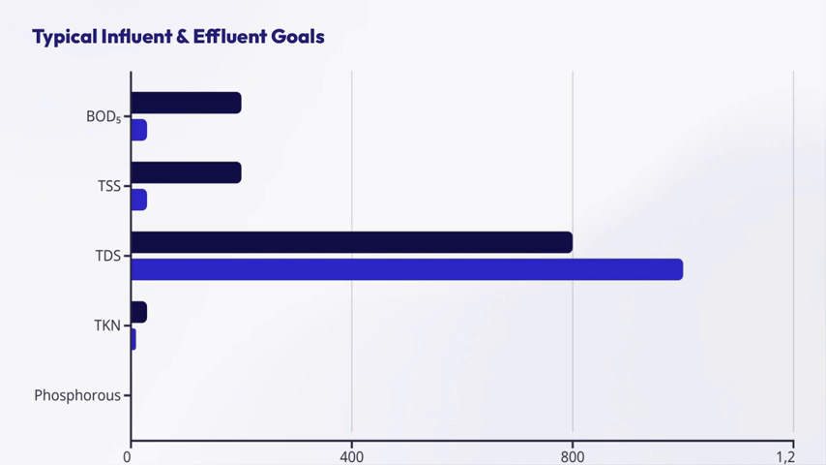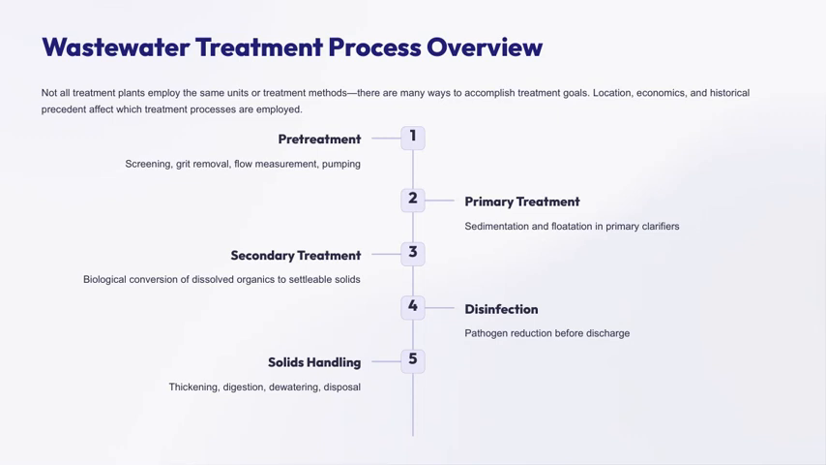Overall, these goals highlight how treatment plants work to clean wastewater effectively, making sure that what is released back into the environment is safe and environmentally responsible. It's all about achieving high-quality effluent that meets regulatory standards and protects our water resources. Now, let's take a look at the wastewater treatment process overview. It's important to recognize that not all treatment plants use the same units or methods. There are many different ways to achieve the same treatment goals. Factors like location, economic considerations, and historical practices all influence which processes are chosen.